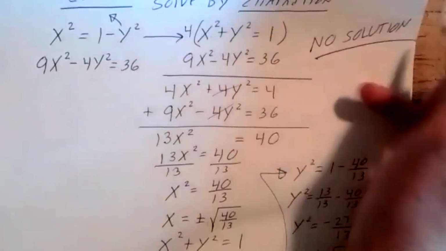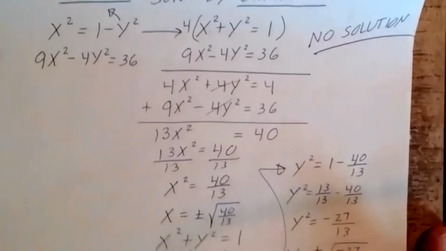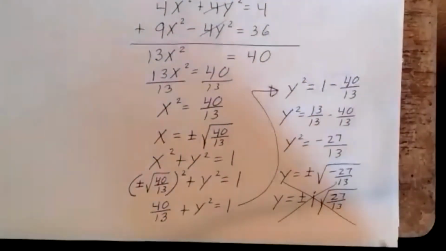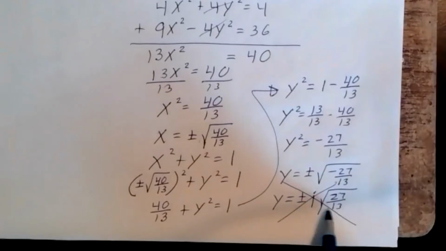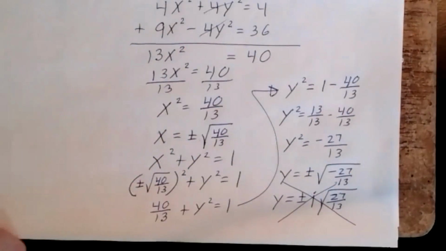That's it. No solution. We did everything legal, and yet we come down to a situation where y turns out to be imaginary. So you cannot have imaginary y coordinates of ordered pair solutions because they would not appear anywhere in the real plane. You can't graph imaginary numbers in the real plane. They have no place in the real plane. All right, so there'd be no solution.